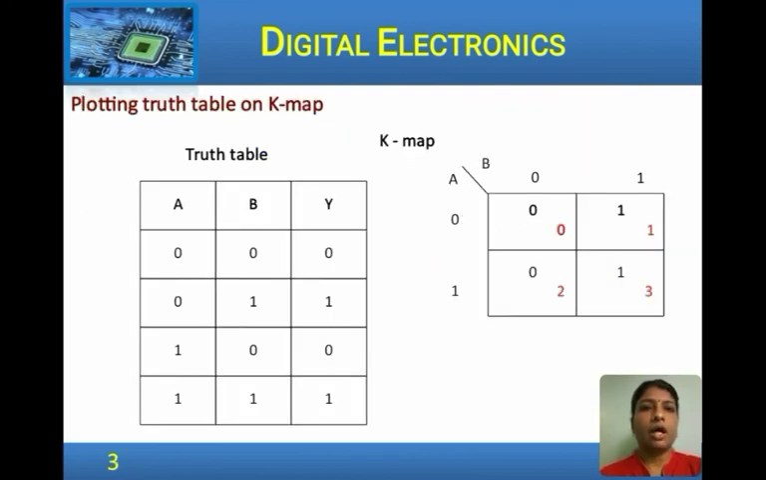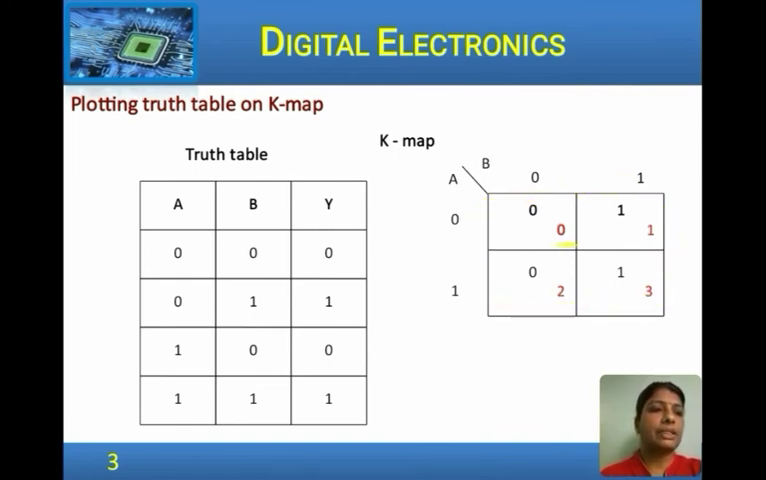Now, let us see how to plot a truth table on the K-map. Here is an example: A, B are the two input variables that are given and Y is the output. For the two variables A, B, we have the combinations 0 0, 0 1, 1 0, 1 1. So, for two variables we have a 4-cell K-map.